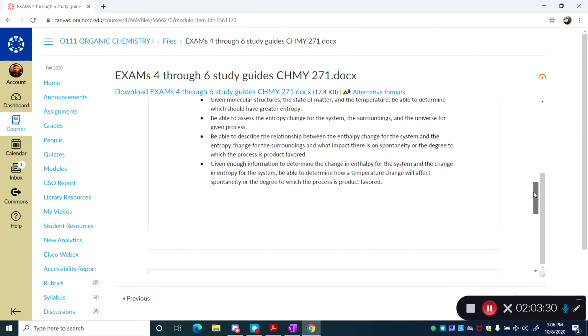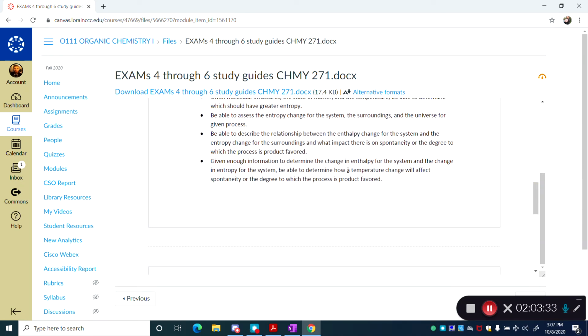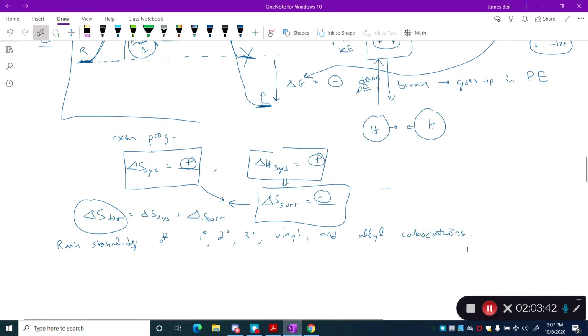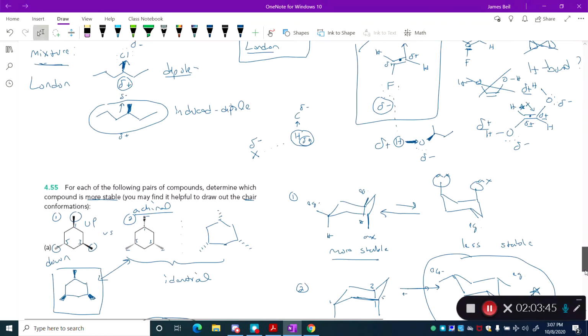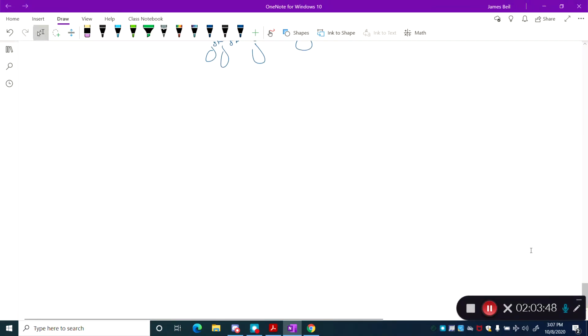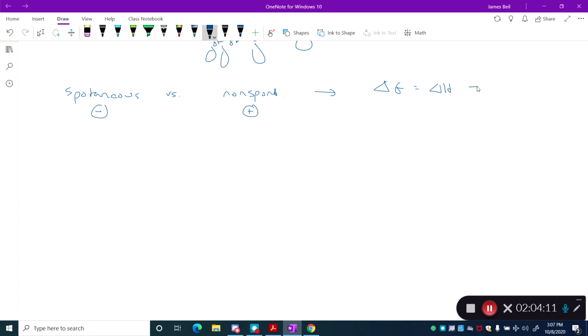We talked about that. We didn't really talk about this. How will a temperature change affect the spontaneity, or the degree to which a process is product favored? So spontaneity, if something is spontaneous versus non-spontaneous, that's determined by the sign for delta G. If it's spontaneous, it's negative. If it's non-spontaneous, it's positive. So how do I determine how temperature affects that? Well, the best way to do that is to look at this equation.